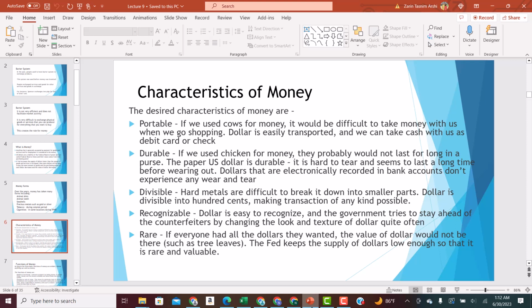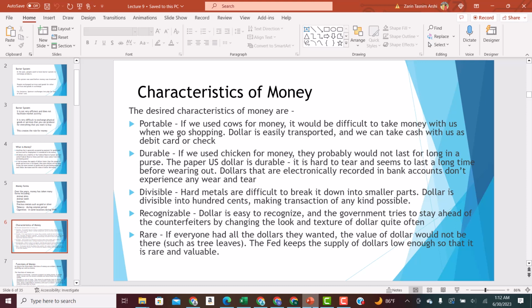Okay, so the first characteristic is money needs to be portable. Second, the money needs to be durable. It should be able to last for a long period of time. Again, let's assume we use chicken for money, the chicken meat. This will probably not last for long in a purse, right? It's going to start rotting, and the smell is going to spread, and the bag is going to get wasted. So the US dollar is durable. It is hard to tear and seems to last a long period of time before wearing out. Dollars that are electronically recorded in the bank accounts do not even experience wearing and tearing, right? So it is durable.